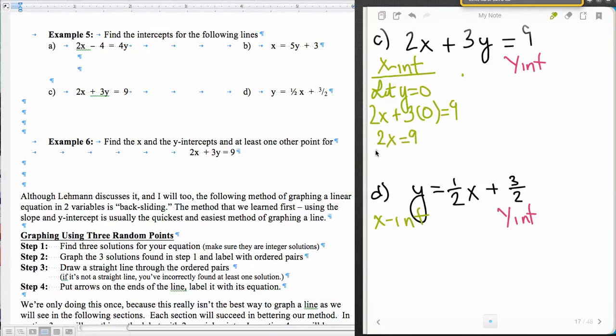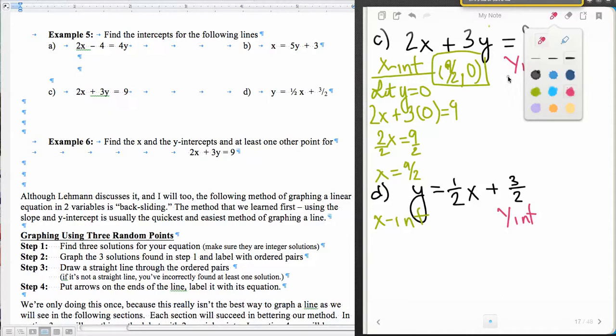Now, once I have that, I'm going to multiply by the reciprocal on both sides, and therefore x is equal to 9/2. I won't change it to a mixed number at this point because it's easier to put in an ordered pair as an improper fraction. So when the x is 9/2, the x is 9/2, and our y is equal to 0. That's our ordered pair for our x-intercept.